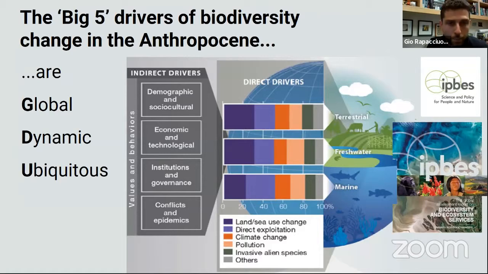And those are, we know them, land use change and sea change, direct exploitation, climate change, pollution, and invasive alien species. And what I want to highlight here is that these 5 big drivers are all characterized by being global. That is, they don't stop at borders. They have a broad-scale geographical influence. They are dynamic. That is, they change abruptly and evolve over time. And they're ubiquitous across the tree of life, with cascading effects across taxa.